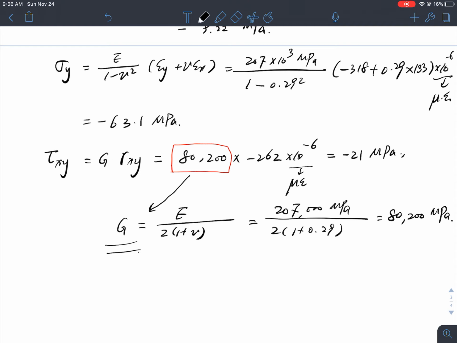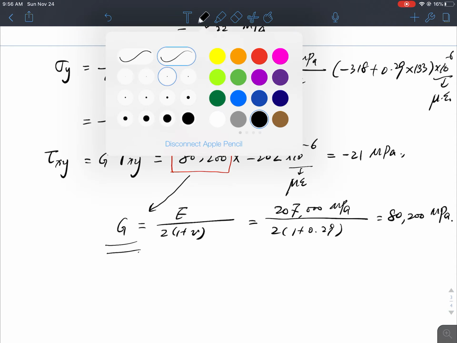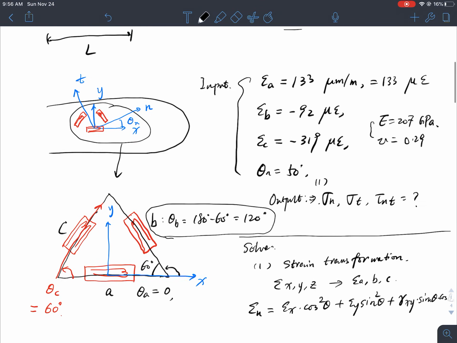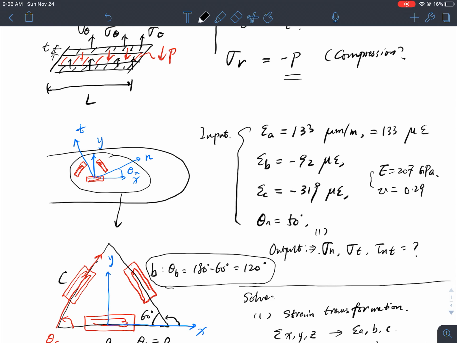So this is step 2. I want to move on to find the stress in a particular component. Remember, going all the way back, this is the coordinate NT I'm trying to find the stresses in. We just found the stress in the x and y direction, and we're yet to find the stress in the n and t direction.